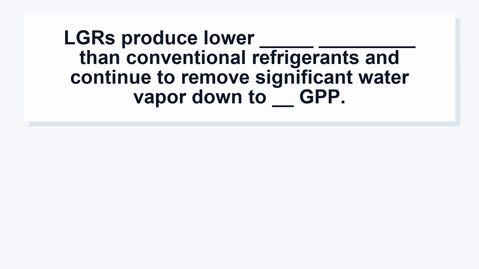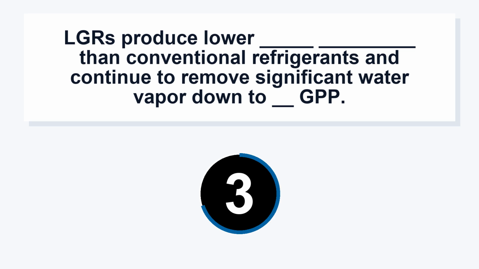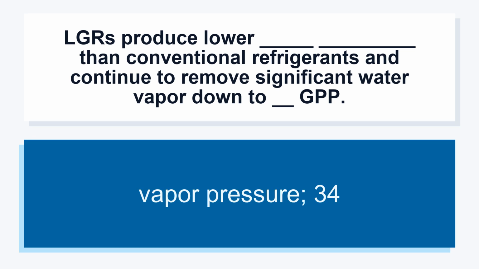LGRs produce lower vapor pressure than conventional refrigerants and continue to remove significant water vapor down to 34 GPP. Vapor pressure, 34.